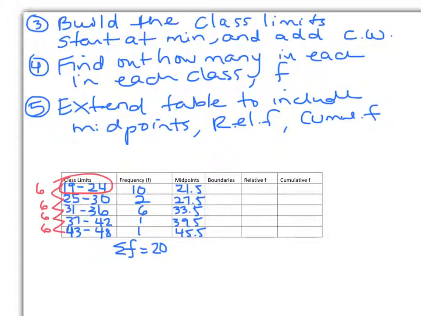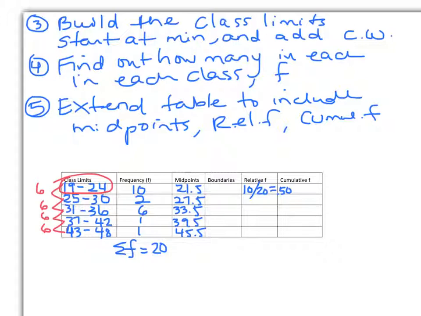Okay, I'm going to come back to boundaries in 1 second. My relative frequency is really the percentage that falls in each class. So in the first class, my frequency was 10, but it was really out of 20. It makes more sense for us to look at it as a percentage. So that is really 50%. So my relative frequency in there is 0.5.